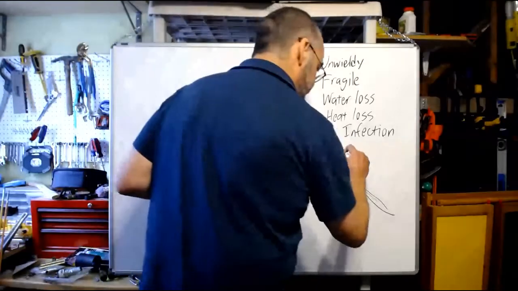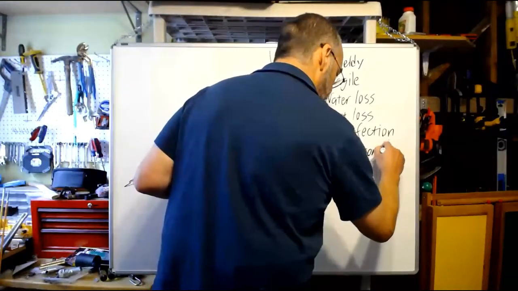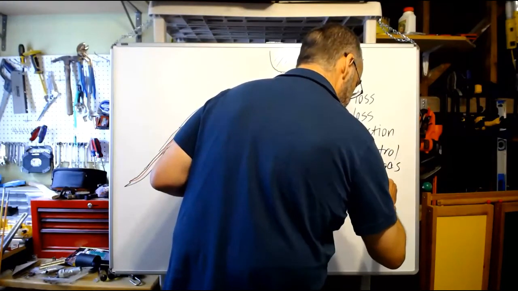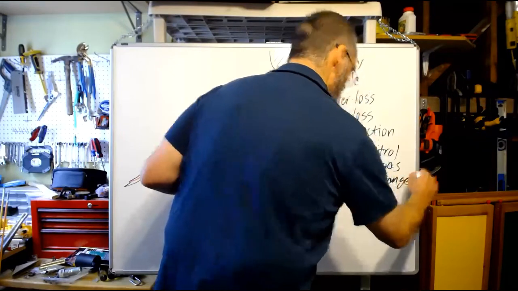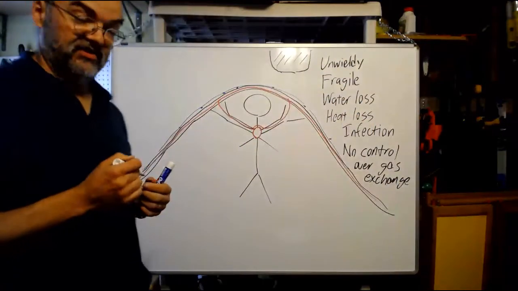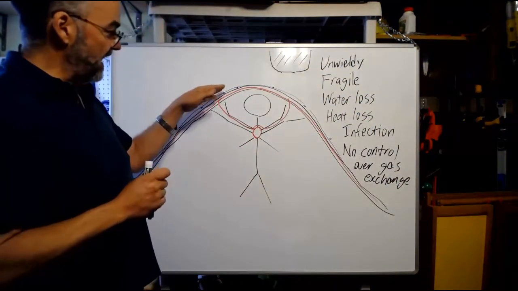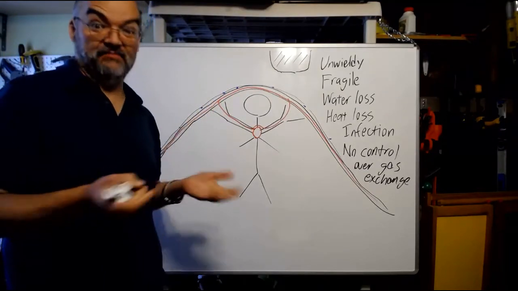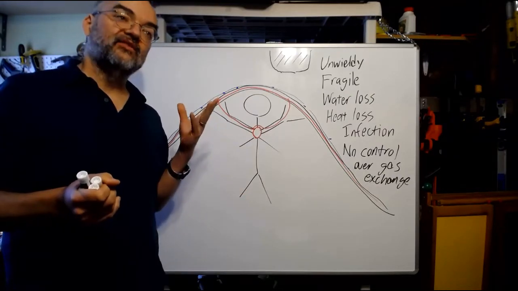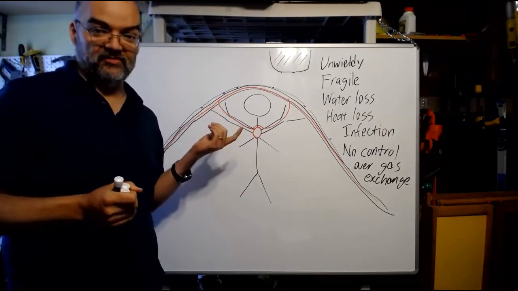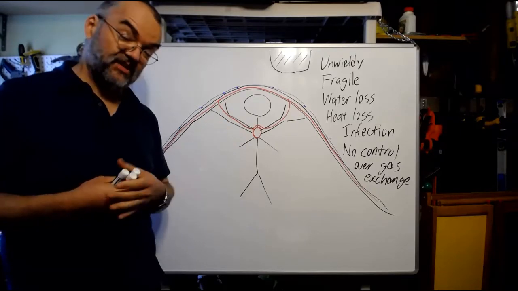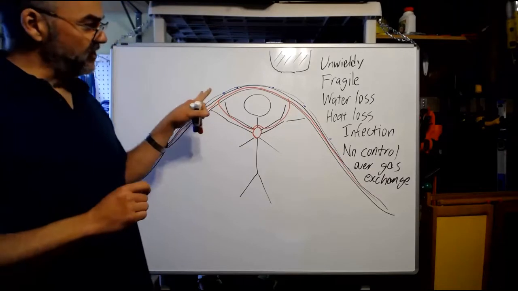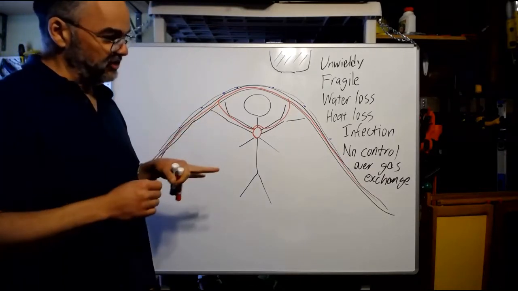Another one. We have no control over gas exchange in this case. I have no way of controlling how much CO2 leaves my blood here. Basically, it'll be as much as possible. I also can't control how much oxygen comes in. That's maybe less of a problem, but the CO2 issue is a big one because that affects the pH of our blood. So there's a whole list of issues with this.